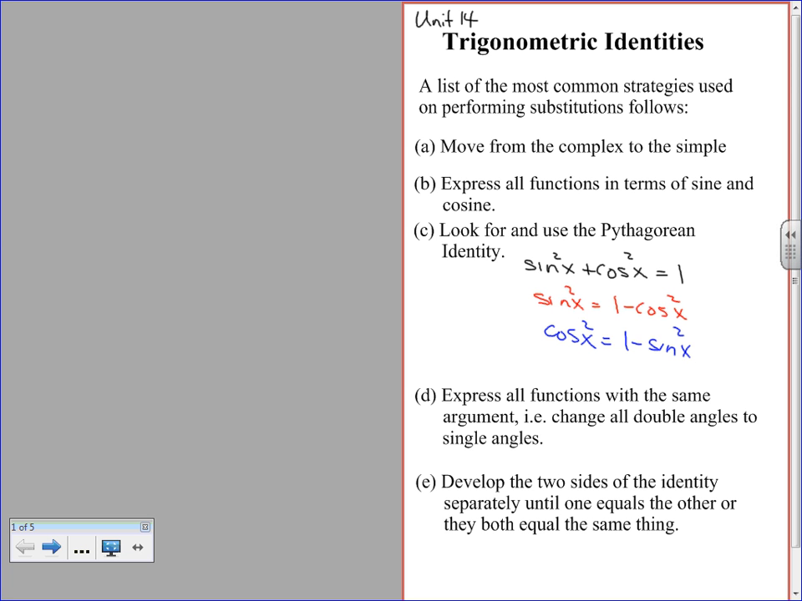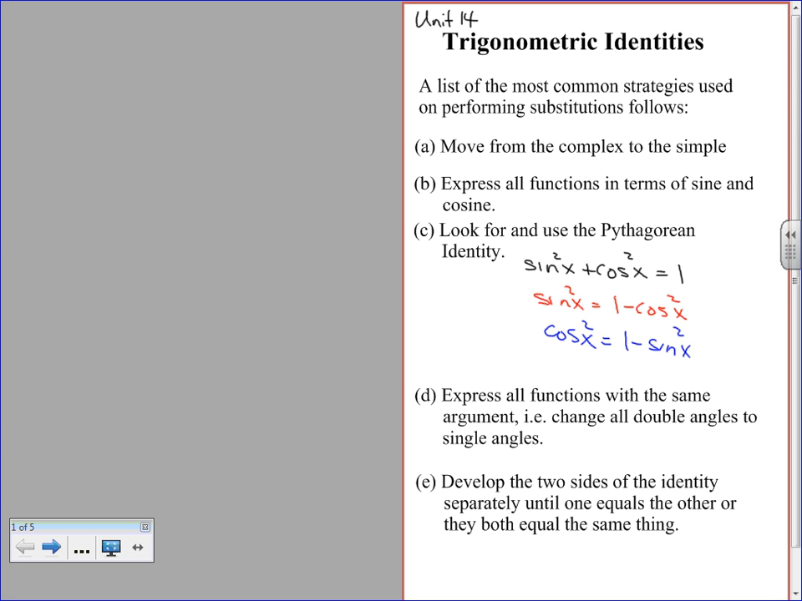D now is grade 12 stuff, where if the angles aren't the same, make them the same. So that means using your double angle formulas. Okay, so express all functions with the same argument. That means anything that's a double angle, change it to a single angle using your double angle formulas. Okay? And the same with the addition formulas. And you'll have to decide that in the context of the question.